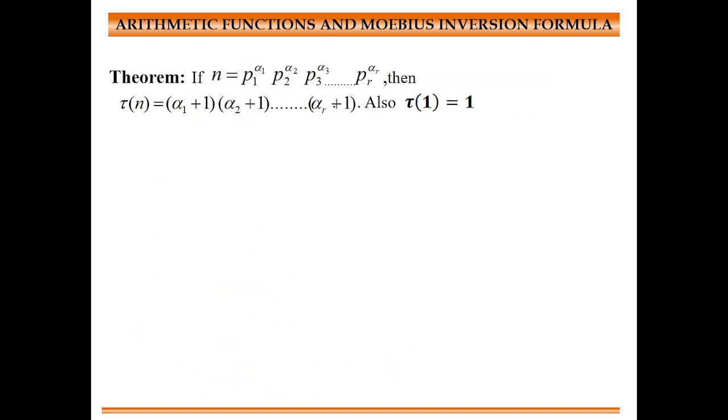So let us see this property. If n has the prime factorization p1 to the power alpha 1, p2 to the power alpha 2, up to pr to the power alpha r, then tau of n is equal to alpha 1 plus 1, alpha 2 plus 1, etc., alpha r plus 1. Also, tau of 1 is equal to 1.